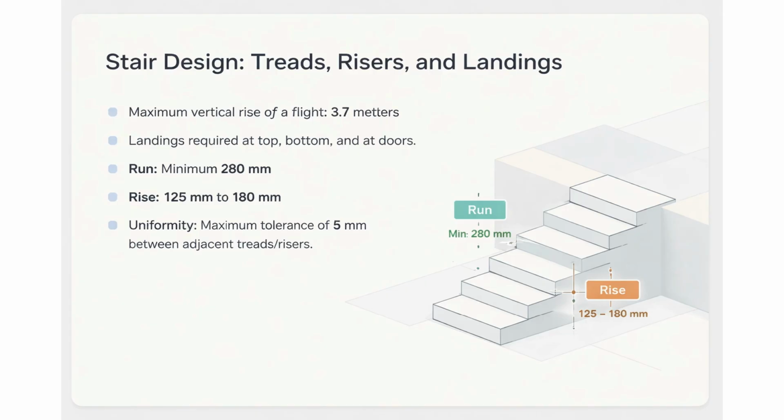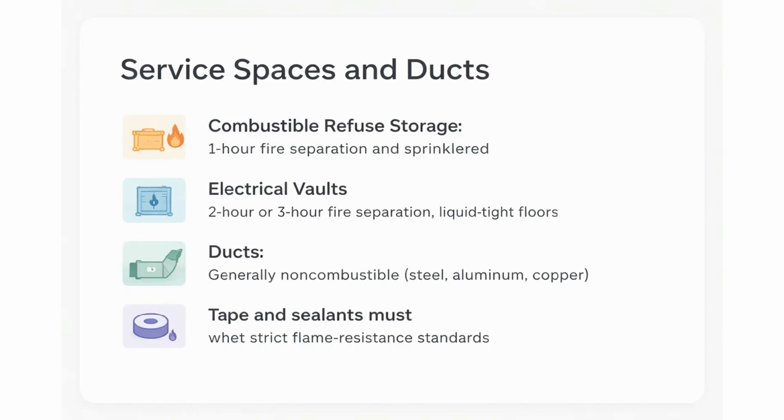Service spaces often contain high fire loads or ignition sources. Rooms storing combustible refuse must have a 1-hour fire separation and sprinklers. Electrical vaults require even heavier protection, up to 3 hours. Additionally, the ductwork running through the building must generally be non-combustible, and any sealants or tape used must meet strict flame resistance standards.